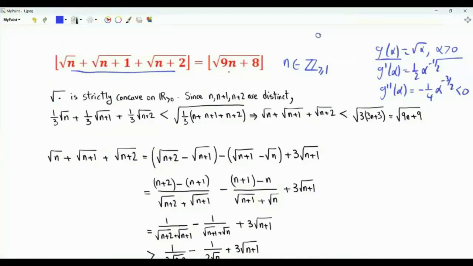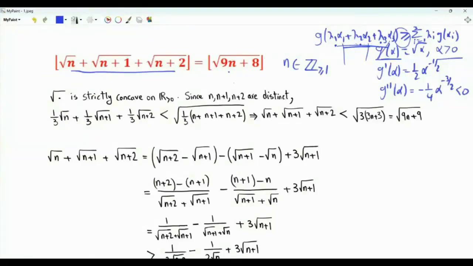If g is strictly concave, then g of lambda 1 alpha 1 plus lambda 2 alpha 2 plus lambda 3 alpha 3 is greater than or equal to the summation i from 1 to 3 of lambda i g of alpha i. The lambdas are non-negative and their sum is equal to 1. This means that what we have here is a convex combination. We have equality if and only if alpha 1 is equal to alpha 2 is equal to alpha 3.